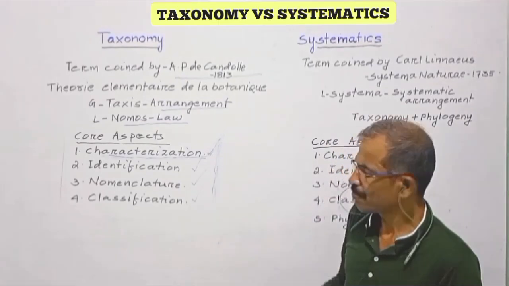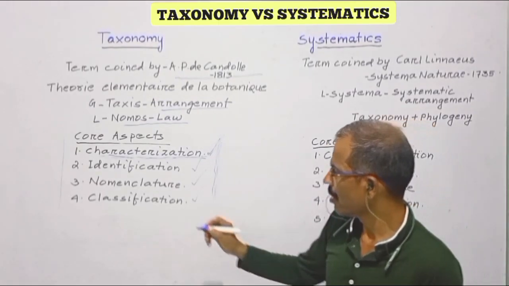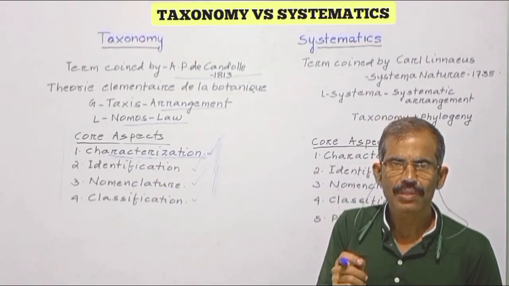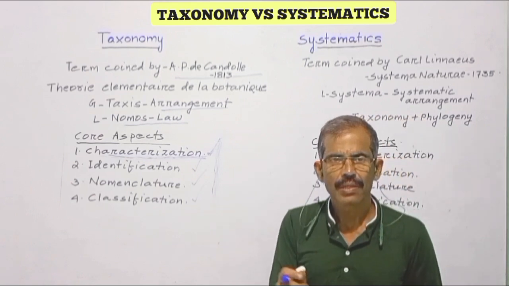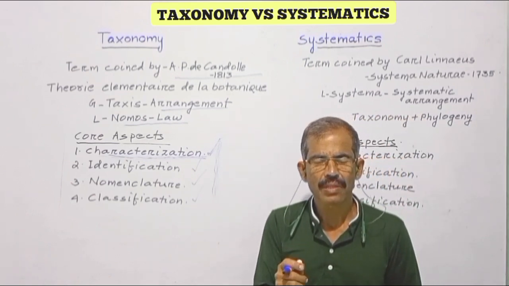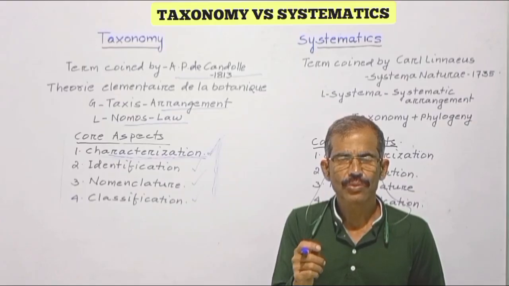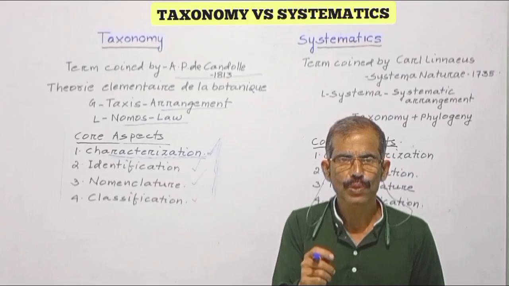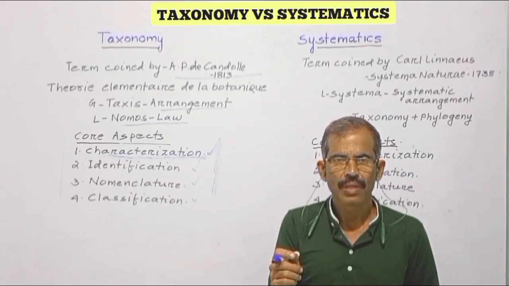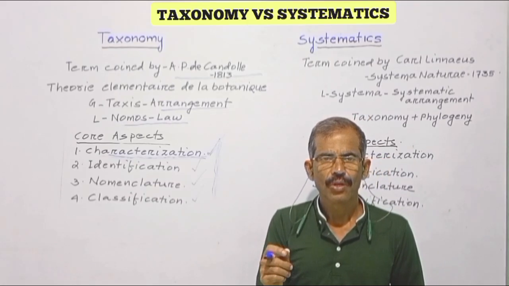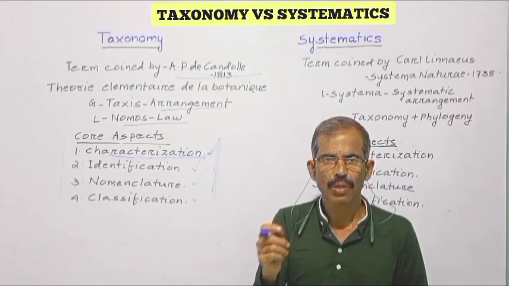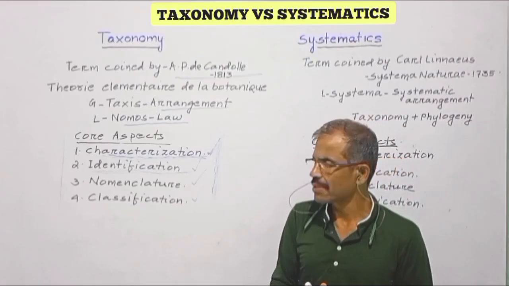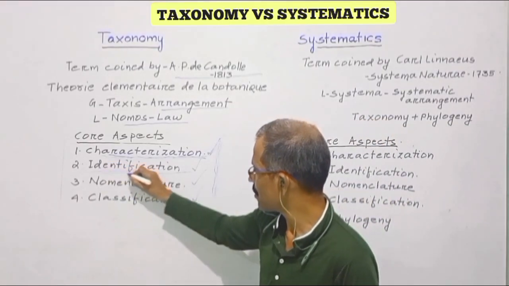These are the core aspects of taxonomy. Number one, characterization. It is the description of the organism or the specimen in terms of its diagnostic characteristics. The characteristics which are used for identification of the organism or groups of organisms are known as diagnostic characteristics, which are specific for specific organisms. After determination of the diagnostic characteristics, next step is identification.